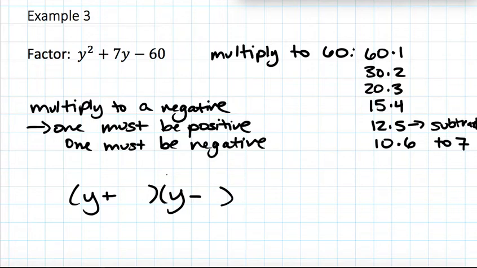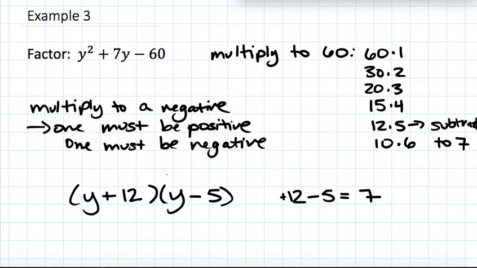However, I want to make sure I get the signs right so that it's positive 7. So in order to get positive 7, I need positive 12 and minus 5. 12 minus 5 is 7. If I put negative 12 plus 5, that would be negative 7, and so that wouldn't be right. So the 12 has to go with the positive, the 5 has to go with the negative.